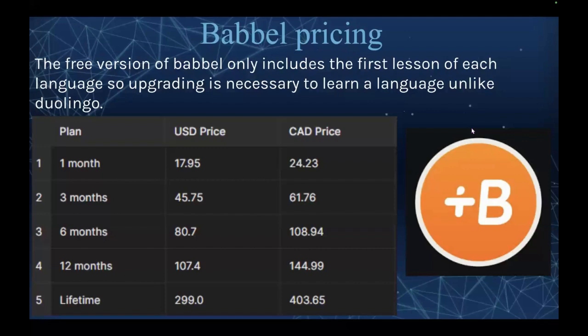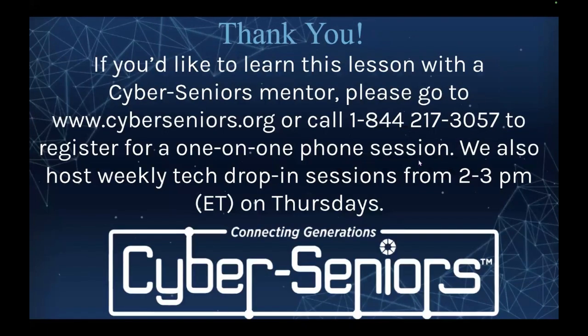For Babbel, the free version only includes the first lesson of each language. So upgrading is necessary to learn a language, unlike Duolingo. For a lifetime subscription to Babbel, you'll need to pay $300 USD or $400 Canadian. But if you're going for the monthly basis, 1 month will run you $17.95 USD or about $25 Canadian. Or if you want to go for 6 months, it'll be $80 American or $108 Canadian. Now, these prices do change a lot, but they're all available on Babbel's website, and you can look at them before you buy anything. And that's really going to be it for me here today.